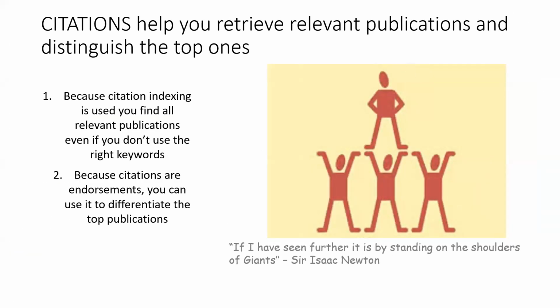And then we have citations in Scopus, and this helps us to retrieve relevant publications on the one hand, but also to distinguish the top publications, right? Because the technology behind the citation index is that you also find publications that are linked together by citations, not only by keywords. It helps you to find publications that you haven't necessarily identified with your keywords, but they will also be in your search results. And then you can also use your citations and regard them as endorsement of the research or the papers that you find.